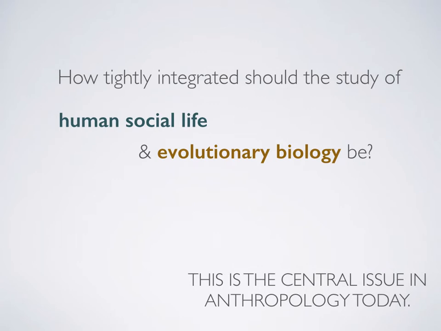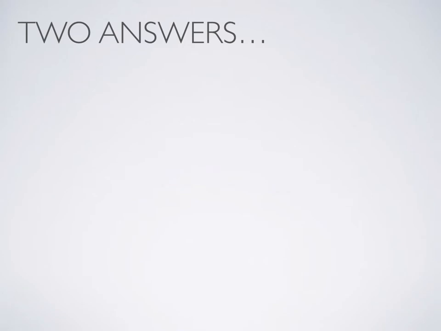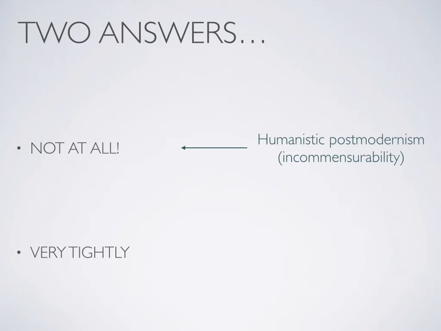Because some people believe that human social life shouldn't be studied from the perspective of evolutionary biology, and this is of course one answer to that question. Not at all. We should not try to understand human behavior with an evolutionary perspective. And of course, on the opposite end of the spectrum is very tightly. We should be, of course, trying to use this perspective. Those who answer not at all consider themselves generally in the camp of humanistic postmodernism.